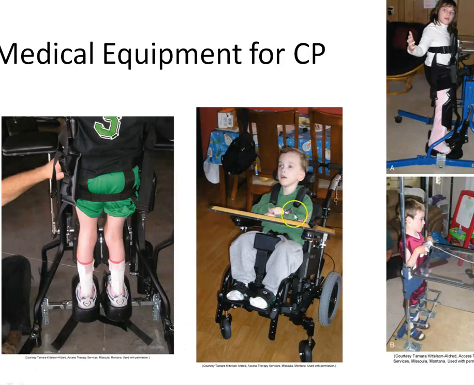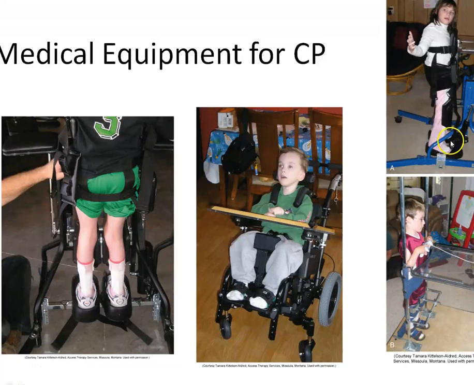In the middle here, we have another chair. This is called a Tilt-in-Space. And what this chair does is it angles backwards, and it allows for pressure points to be redistributed to areas that we don't want to break down and cause pressure sores. This individual also has increased spasticity in the shoulders, so this brace over the top will help hold the shoulders in place and again try to decrease that tone.